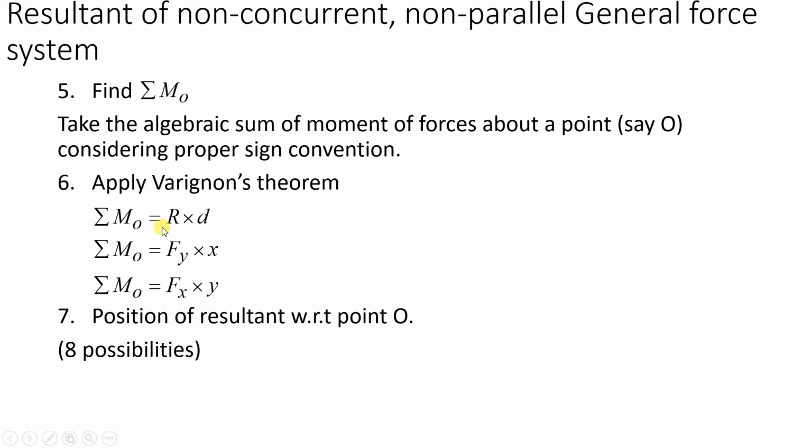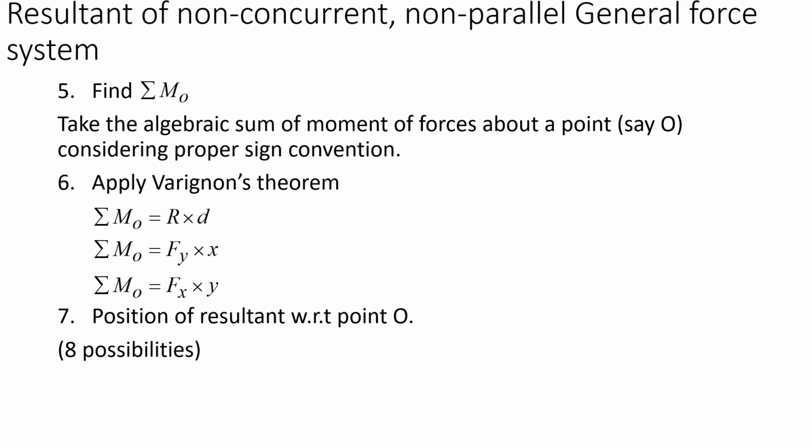Now after this, you can see below here two more formulas have been written. Summation of moment about O is equal to summation of Fy into X. What is this X? This X part is the distance between point O and the intersection of line of action of force with the resultant on x-axis.